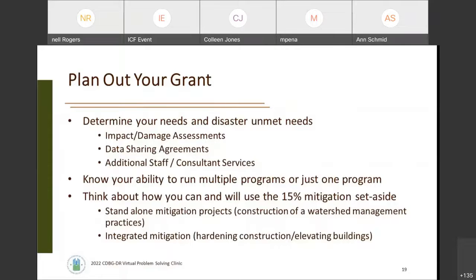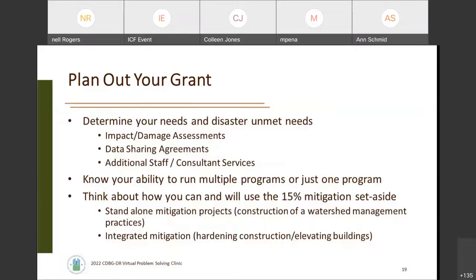So as we look at the resources available through the CDBG-DR program, you'll need to start thinking about how you want to spend those funds. So the very first step is identifying those needs and the disaster unmet needs. So looking at impact and damage assessments from your disaster event. Will you need data sharing agreements, particularly with your emergency management counterparts who run and operate the FEMA programs? And then that question of capacity on additional staffing versus consulting services in order to meet the requirements.